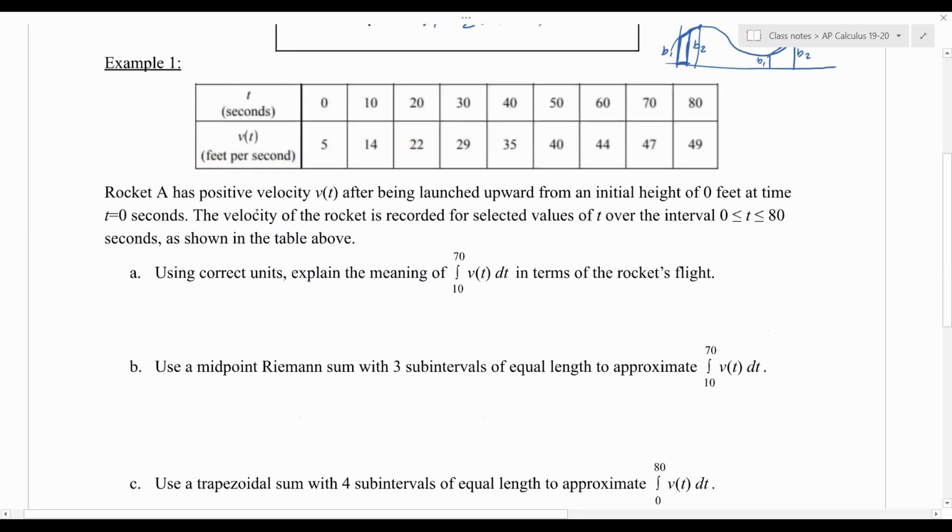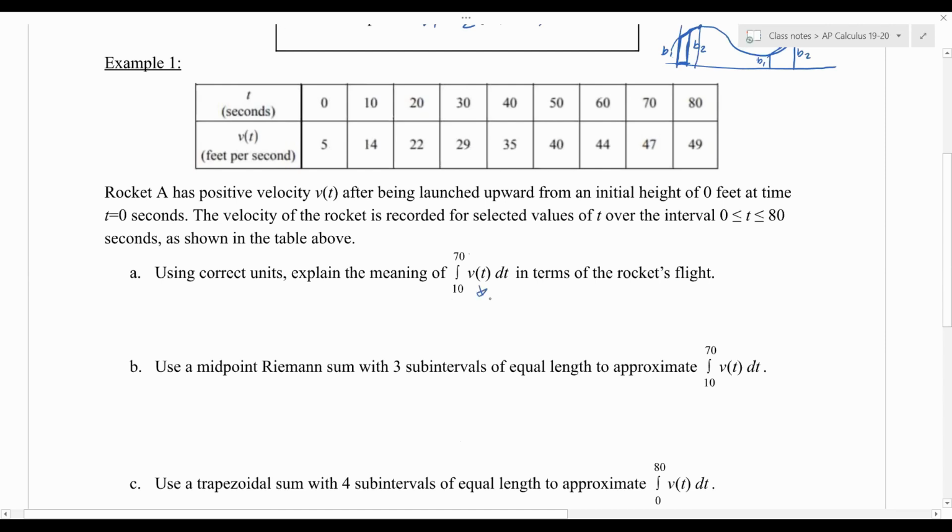Rocket A has positive velocity, v of t, after being launched upward from an initial height of 0 feet at time t equals 0 seconds. The velocity of the rocket is recorded for selected values of t over the interval 0 to 80 seconds as shown in the table above. Using correct units, explain the meaning of the integral from 10 to 70 of v of t dt in terms of the rocket's flight.